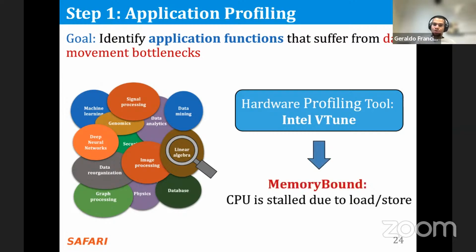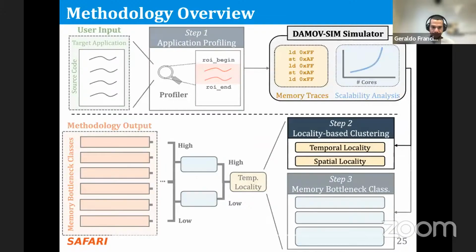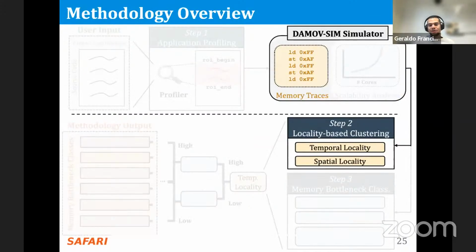Intel VTune provides a metric called memory-bound, which is defined as the percentage of CPU pipelines lost, they are not utilized because of memory stalls, and we use this metric as a first indication of whether the application would benefit from NDP or not. So we are going to look at this next.